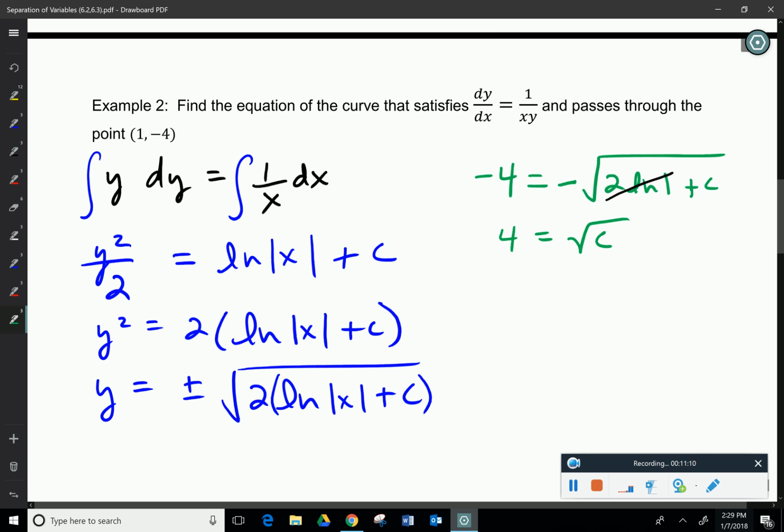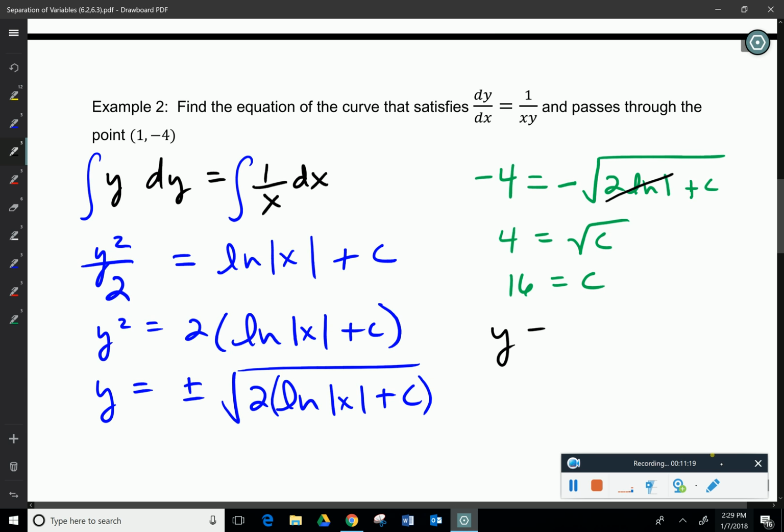And so if I want to solve for c, I'll square both sides. So 16 equals c. So the actual equation that they're looking for is y equals, remember we said they used the negative square root, so negative square root of 2, and then in parentheses, natural log, absolute value of x, plus 16.